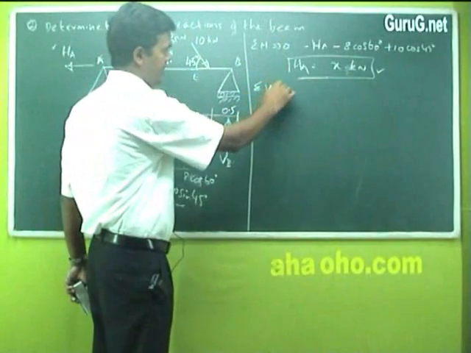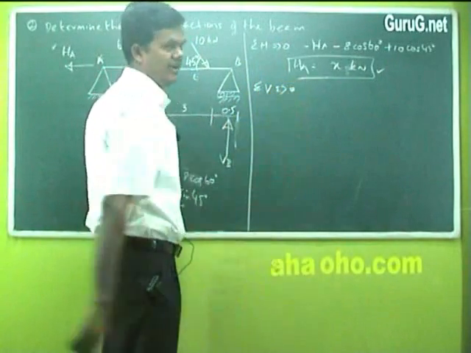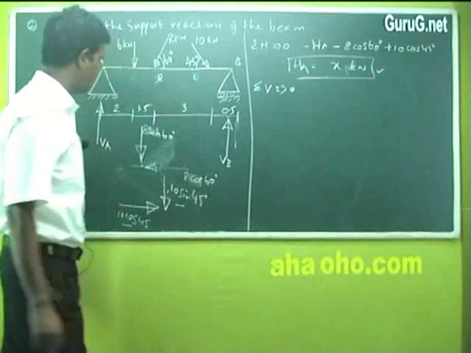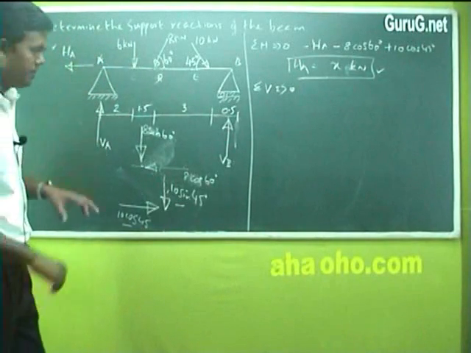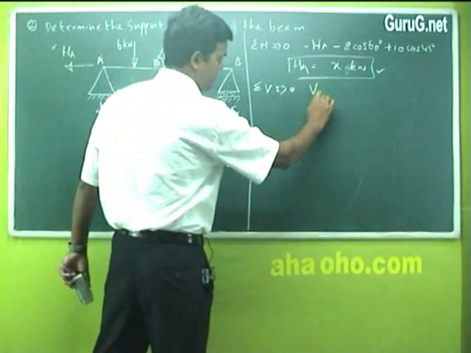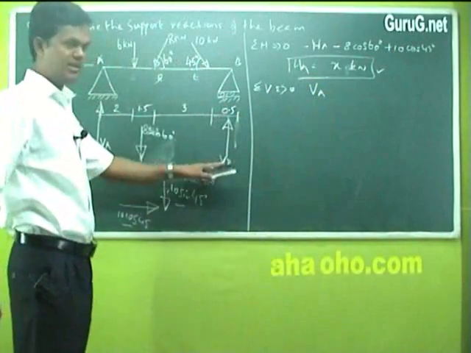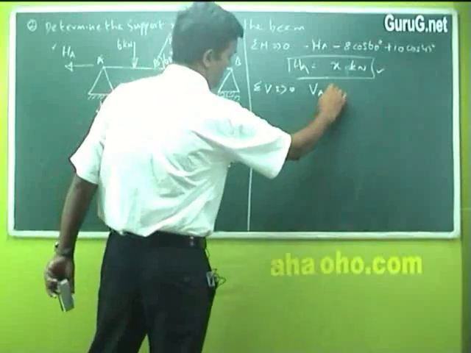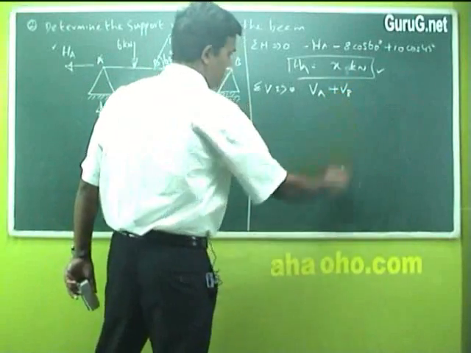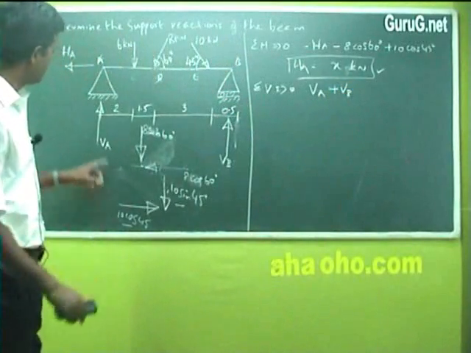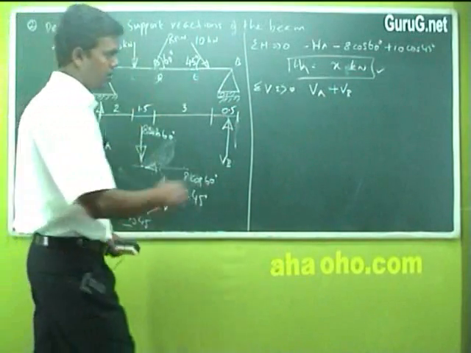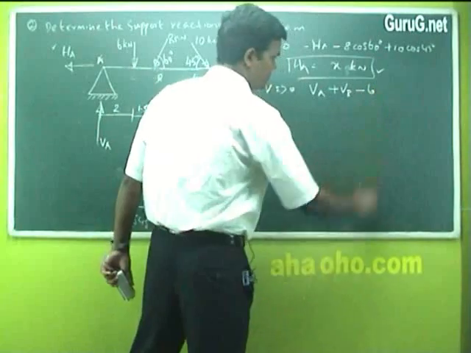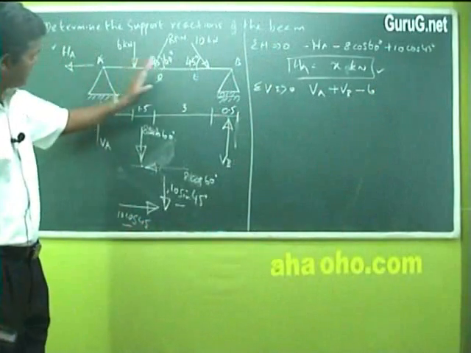Then you go for vertical. All the vertical forces you have to calculate. What are the vertical forces available here? VA is one vertical force acting up. I will write VA positive. VB is also acting up. I will write plus VB because it is acting up. Anything else? There is one vertical force, 6 kilonewton, acting down, so it will be minus 6.